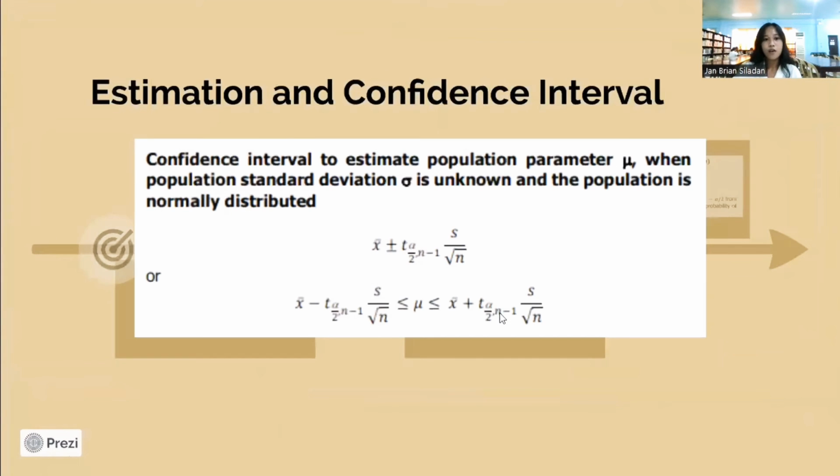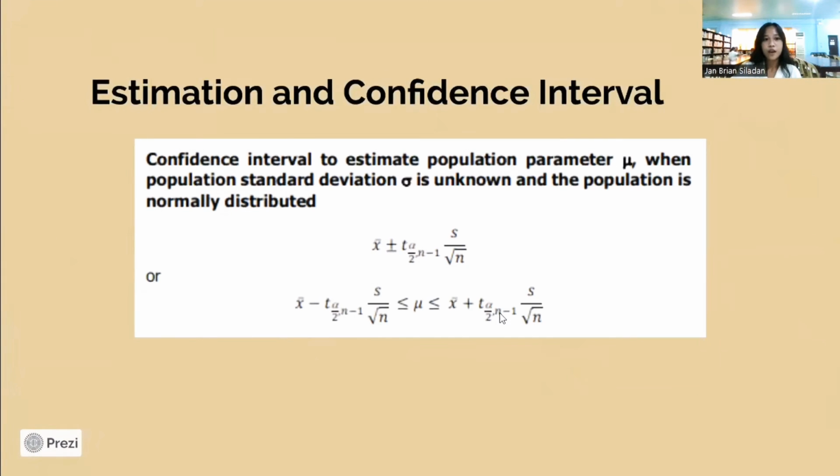Next, confidence interval for estimating the population parameter mean when the population standard deviation is unknown and the population is normally distributed. The formula is mean plus minus t alpha over 2, n minus 1, times standard deviation over square root of n.